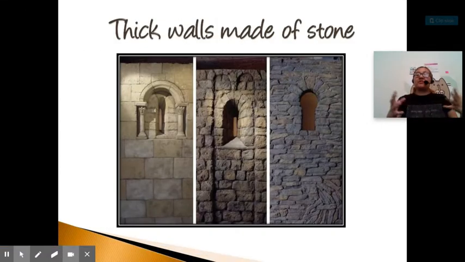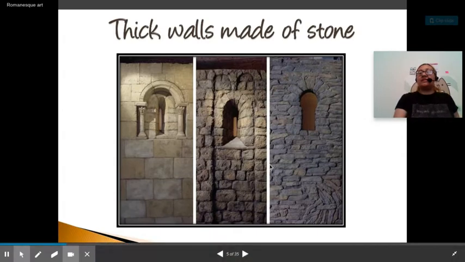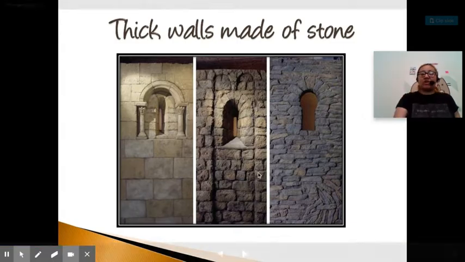Thick walls made of stone. Right here, you can see the thick walls, and they were, of course, made of stone, right? And they had little entranceways, I guess that looks like a keyhole, but that was probably just for artistic purposes.